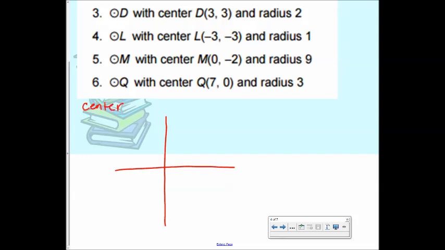To graph it, what would I do? Go to 7, 0. So 1, 2, 3, 4, 5, 6, 7. Okay, so here's my center. And then the radius is 3.